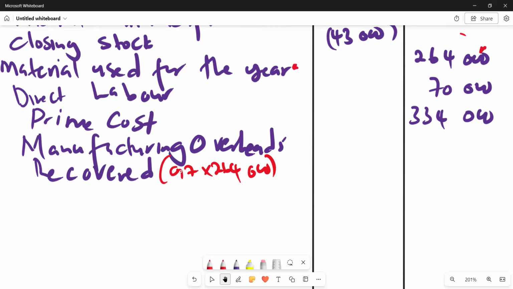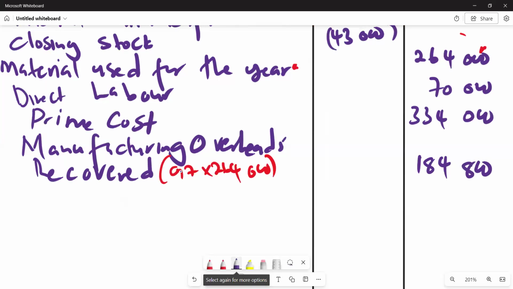So we can just try to calculate it as such. We'll still say 0.7, and then we multiply by 264. Then we're going to get 184,800. 184,800. That is the manufacturing overheads recovered.